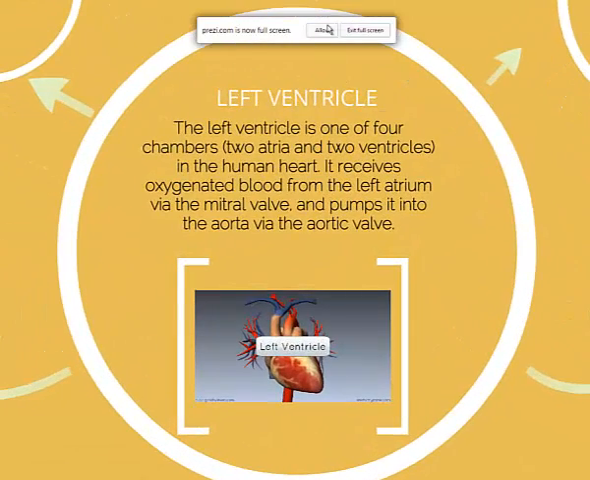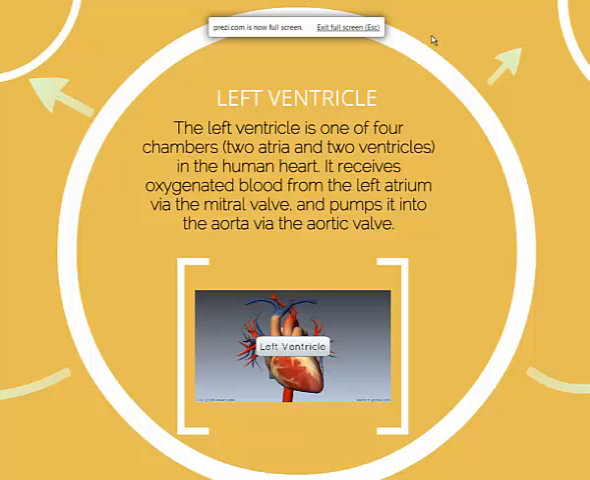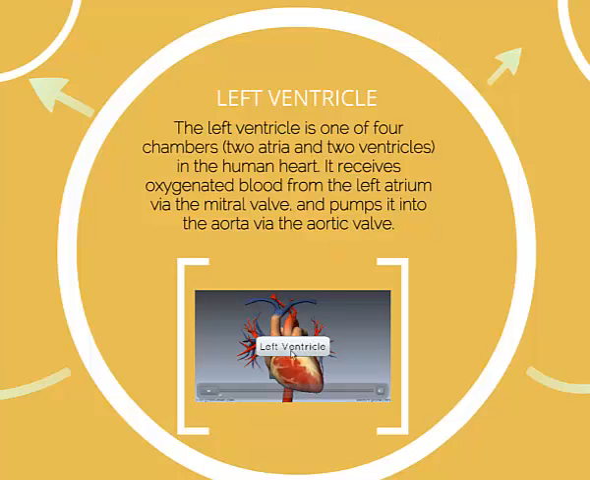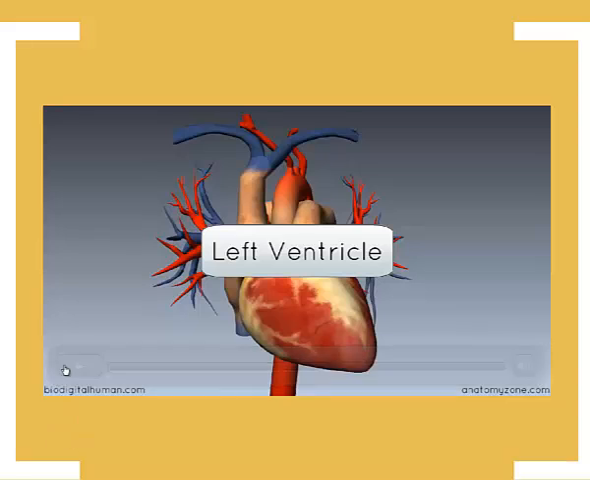The left ventricle is one of four chambers, two atria and two ventricles, in the human heart. It receives oxygenated blood from the left atrium via the mitral valve and pumps it into the aorta via the aortic valve. And this is a video, an explanation of the left ventricle.